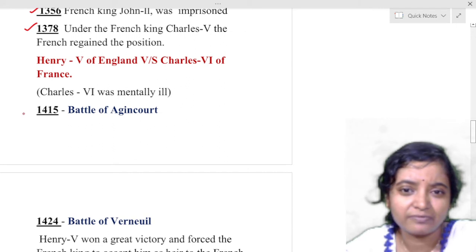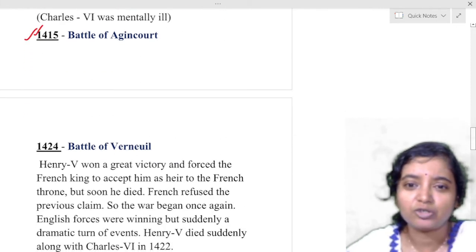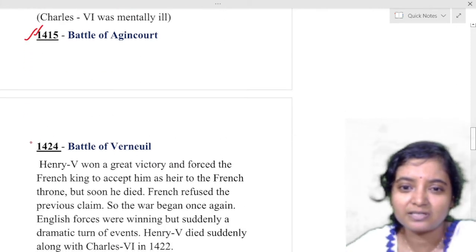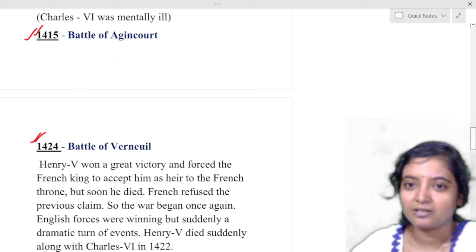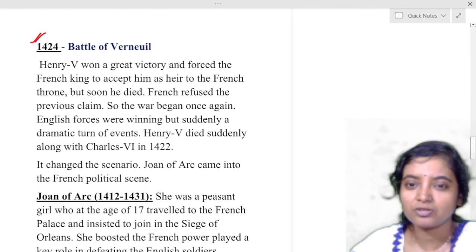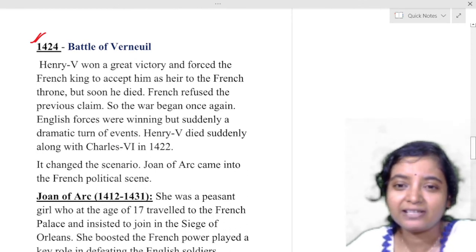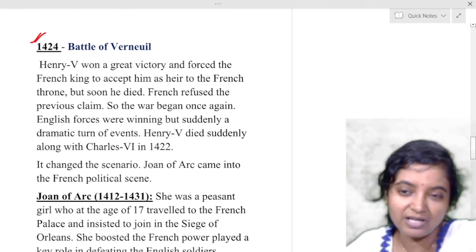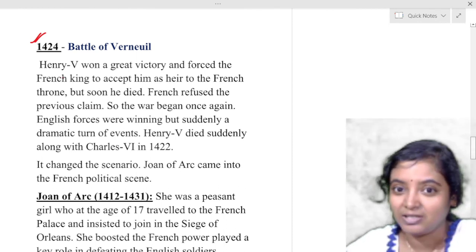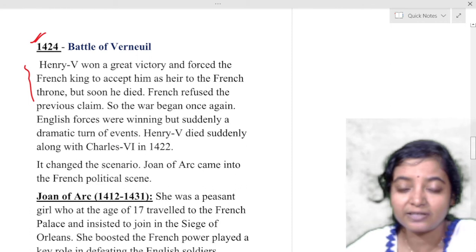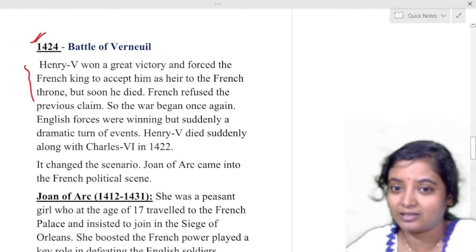1415, the Battle of Agincourt, very, very important. And 1424, the Battle of Vernon. These types of battles were going on from time to time. And in the meantime, there was a ceasefire, a brief stoppage of the war. Now, Henry V won a great victory and forced the French king to accept him as heir to the French throne. That was a very progressive step for the English troops.